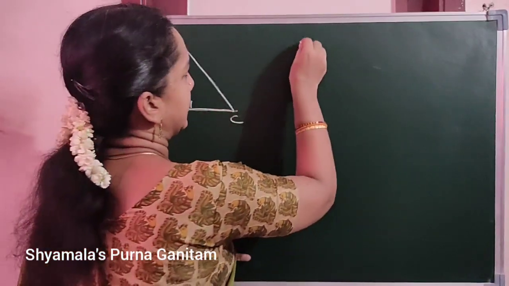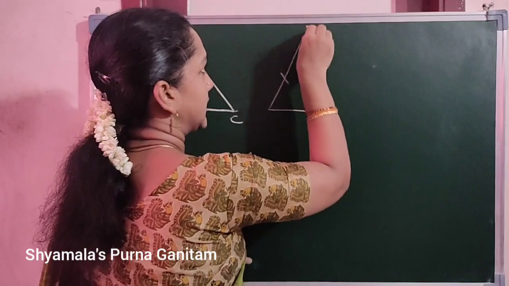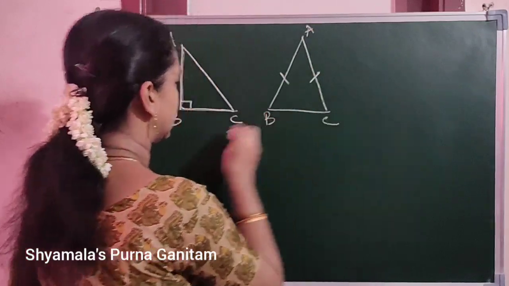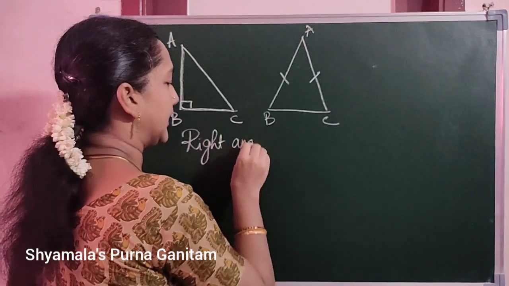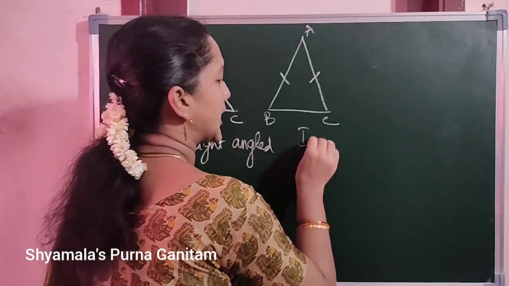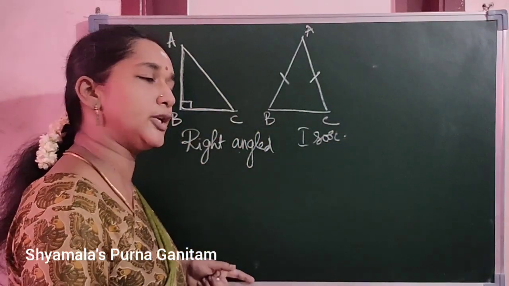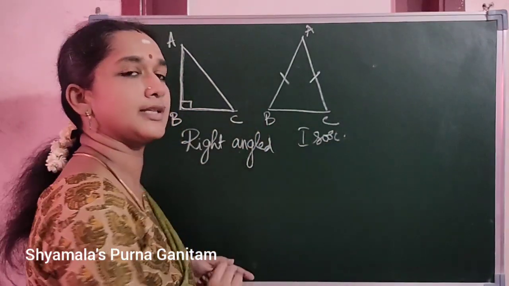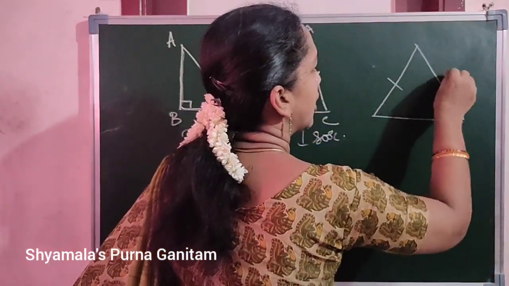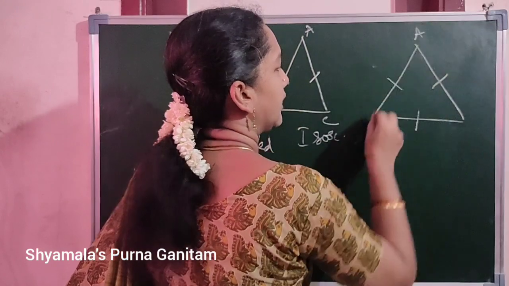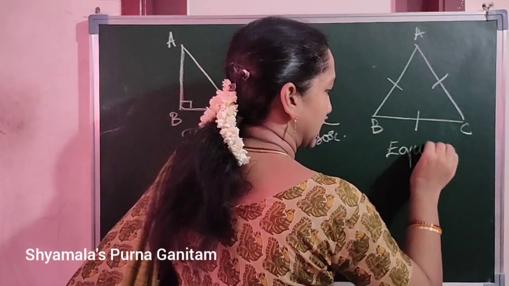So in these three categories we will get: one is right angled triangle, second one is isosceles triangle. Isosceles triangle is when any two sides of the triangle are equal. And equilateral triangle is when all three sides of the triangle are equal. So these three types of triangle you will get.